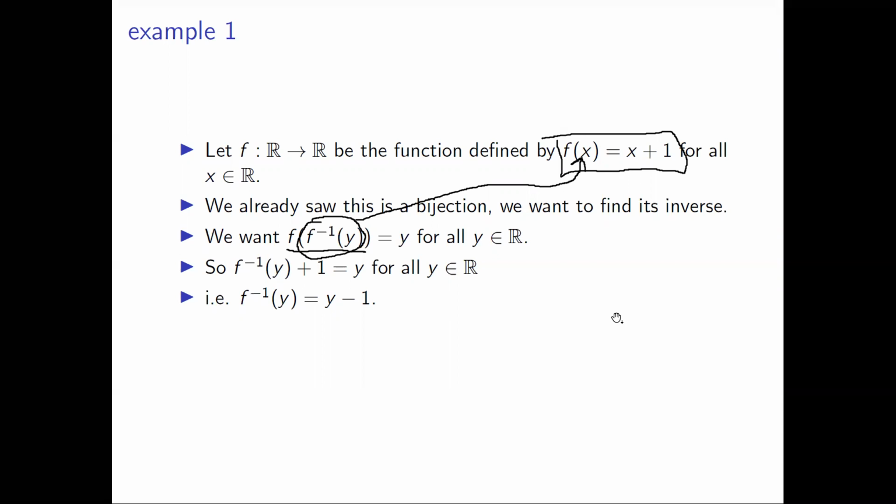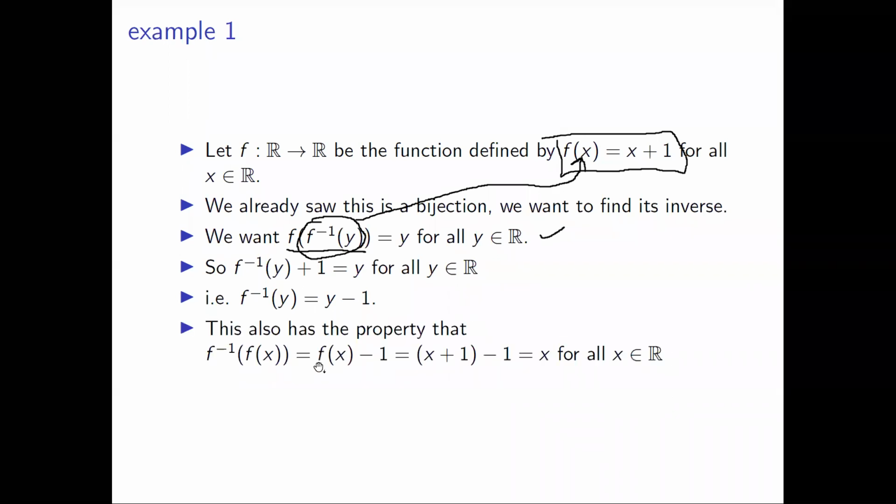And we can notice that this one also has the other property we want, which is f inverse of f of x equals x. Because since f inverse of y is y minus 1, f inverse of f of x equals f of x minus 1, and f of x is x plus 1. So we get x plus 1 minus 1, which is x. So this is the inverse of that f.